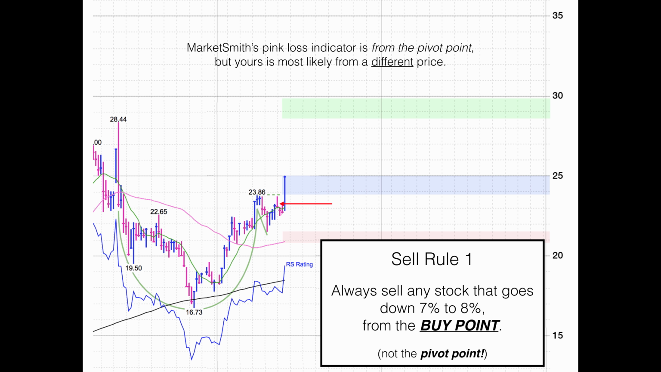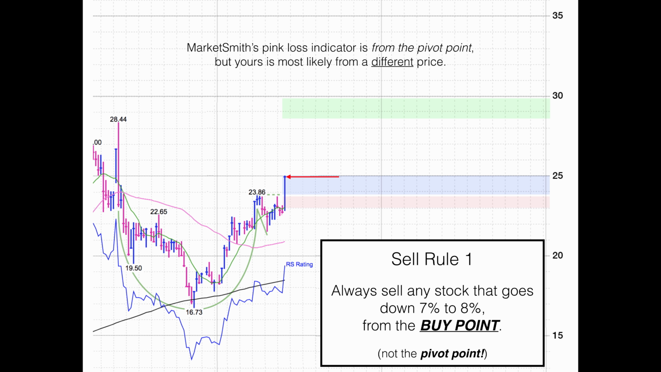Okay? You're not going to sell it when it gets into the pink zone of Market Smith. You just move that down. Of course, Market Smith doesn't do that, but you have to think of it this way. If you got in up here, let's say you were working, you couldn't get in until late in the day, or perhaps you were waiting to make sure the volume confirmed the breakout. You didn't get in until near the close. In that case, you'd move the pink zone up. So you have to sell that earlier.